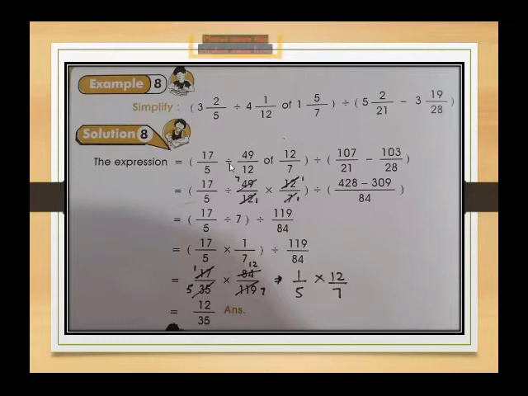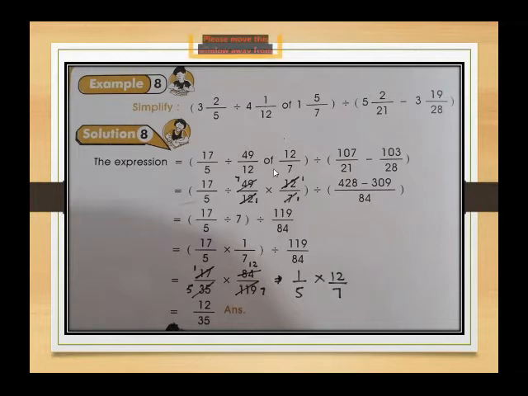Now in the first parenthesis we have two operations: divide and off. So first we will solve off. We will replace off with the multiplication sign and write the rest as it is. When we cancel, 7 ones are 7, 7 sevens are 49, 12 ones are 12, and 12 ones are 12. This is the simplification of the first parenthesis.